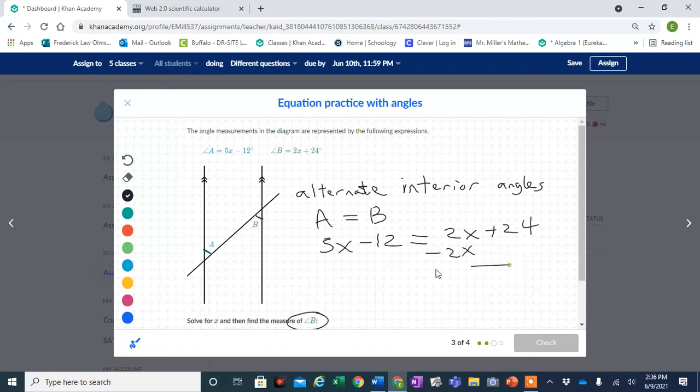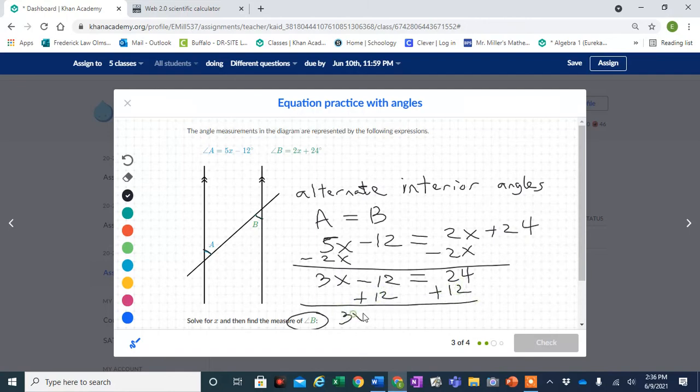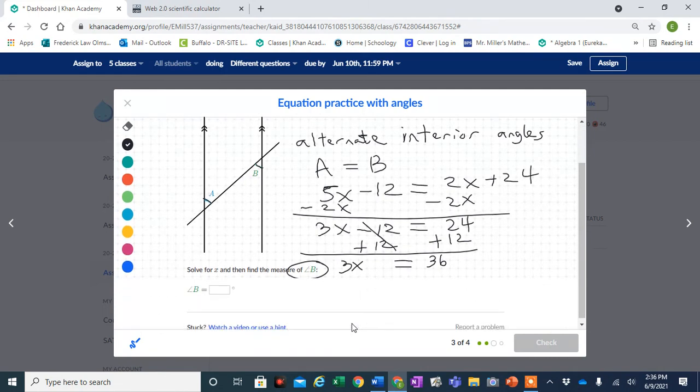Again, I would start out by getting rid of that 2x, subtract 2x, subtract 2x. So 5x minus 2x is 3x. You still have the minus 12 equals then 24. To get rid of subtracting 12, you would add 12 and add 12. So that means that 3x then is equal to 36, because those would cancel. We then divide both sides by 3. So that would mean then that x is equal to 12.